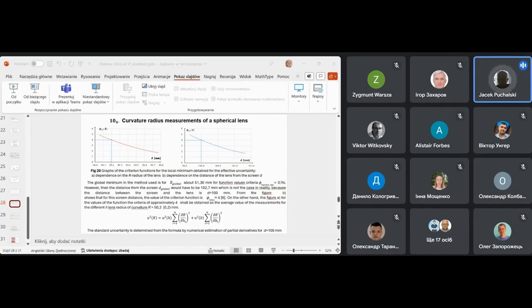So the radius is 50.2 millimeters. From very simple numerical estimation of first derivatives for every measurement, we calculate the total standard uncertainty of radius.